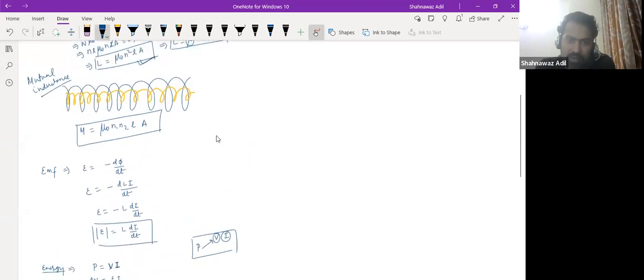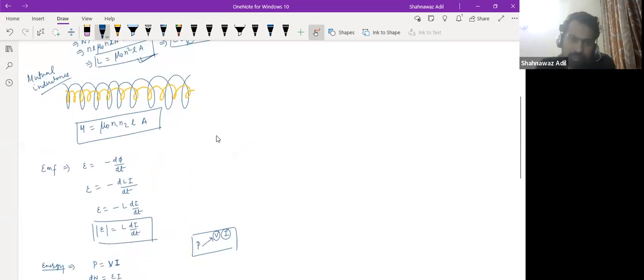So is it the same derivation for mutual inductance? Yeah, same derivation. I didn't do the derivation part because you have done it in the CBSE portion, right? If we do it here, it will take some time. The derivation is the same, right?